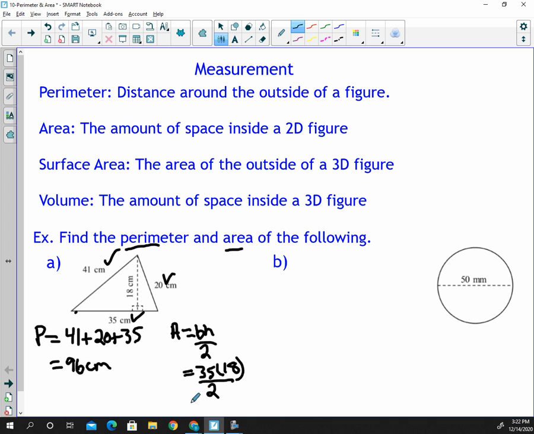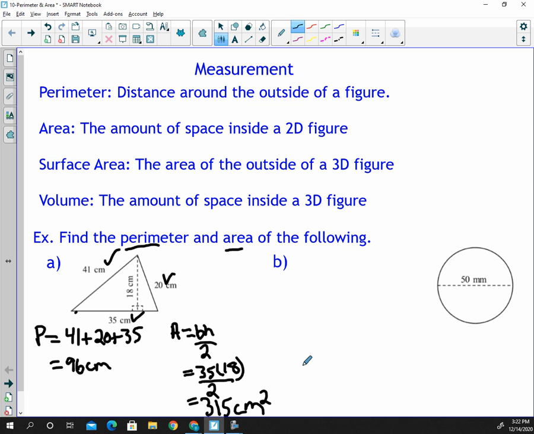So let's see if we can do this maybe all in one go on the calculator. So I'll just type in 35 times 18 on the calculator. That gives me 630, and when I divide by 2, I get 315. So that means that the area here is 315, and we measure area in units squared, so this is centimeters squared. So that's how we can do part A here.